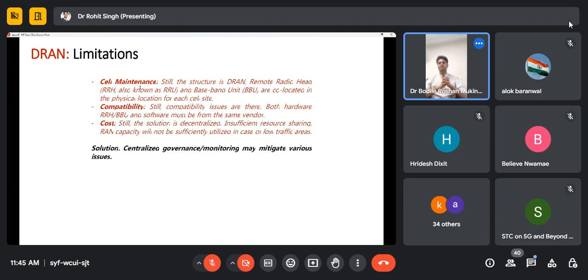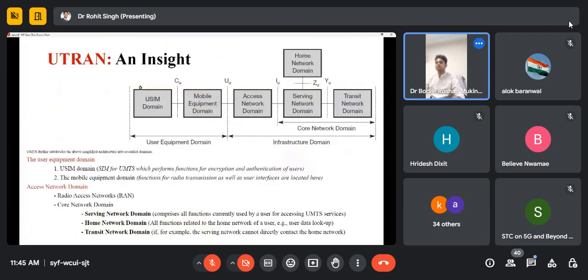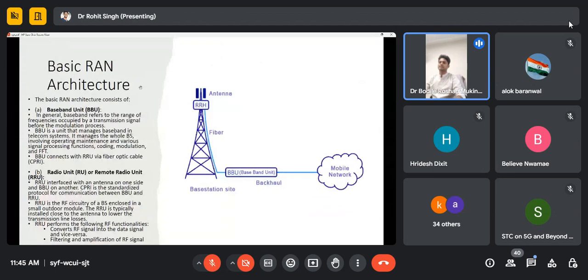Next one is compatibility. This architecture also has some proprietary issues. Let's say you bought a unit, an RRH, from one company. You need to have the BBU from the same vendor. Also, you need to have this connection link from the same vendor. This is known as proprietary lock-in or vendor lock-in. That means if you have one unit from one vendor, you need to have all the units from the same vendor.